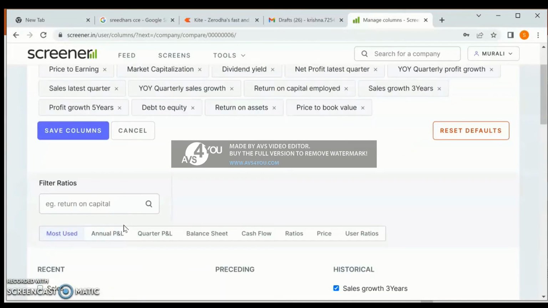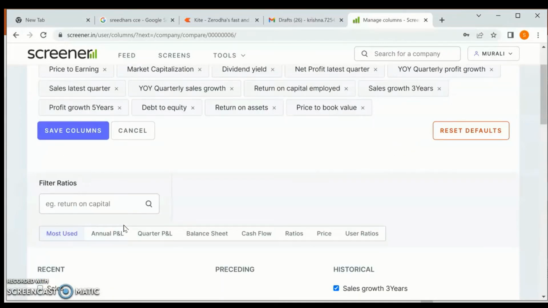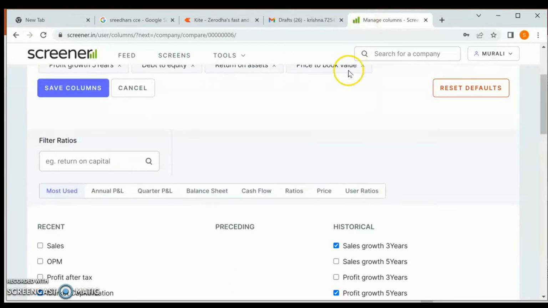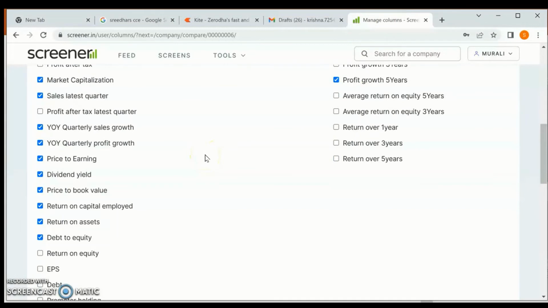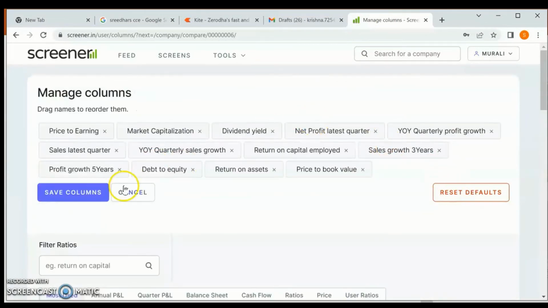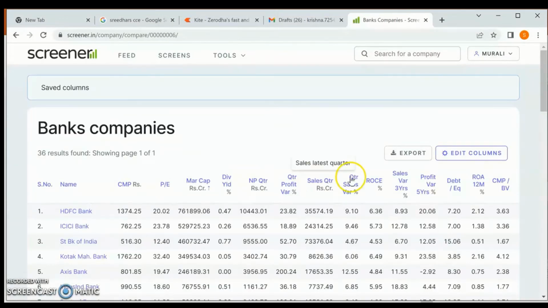But you need to select which factor we need to focus on mainly. These are the filters. Which filter needs to be checked first, we need to know that first. Then save the columns and go here, it will show. You can even export this data into Excel also. There also you can filter the stocks.